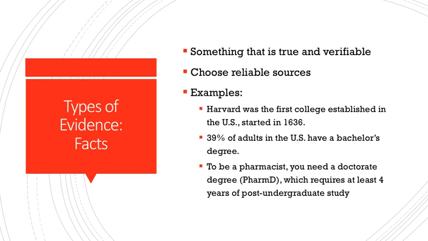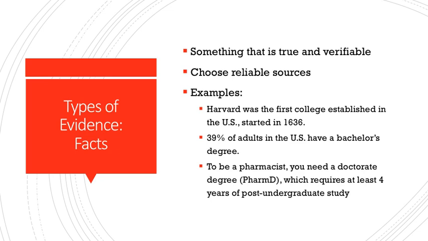So some examples here of some facts. The first one, Harvard was the first college established in the US. It started in 1636, so before the US was even a country. Harvard was here, which is somewhat crazy to think about. So here we have information about a school, we have a date, it's all factual information. And if I look at multiple places on the internet, journal articles, histories, books, I'll find the same information over and over again. It's objectively, verifiably the truth.